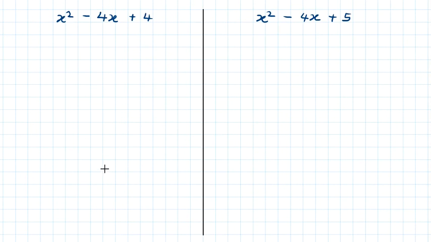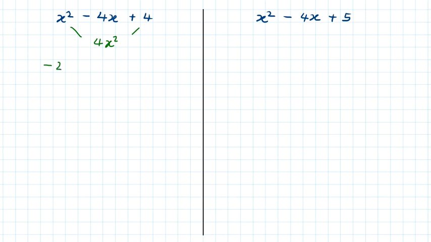To factorize x squared minus 4x plus 4, first we need to add more terms by breaking down the term with x power 1. In this case, that term is minus 4x. So to break it down, we have to find two factors or two terms which, when we multiply them, should give us 4x squared, and when we add or subtract them, they should give us minus 4x.